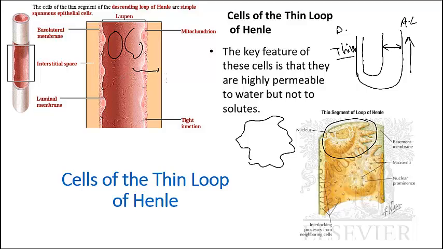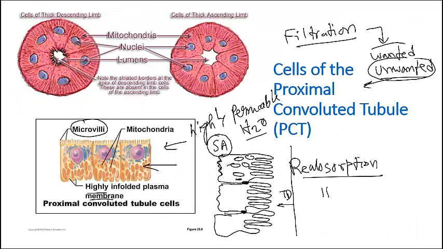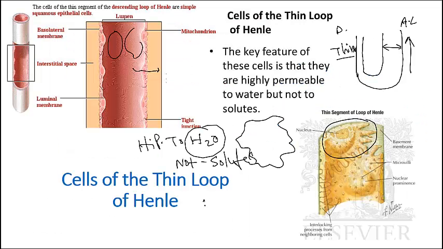Okay, now in this case, the key feature of the cells is that they are highly permeable to water, but not at all permeable to solute. Okay, remember the proximal convoluted tubule we saw, permeability for water is very high, permeability to solutes is also very high. Here permeability towards water is very high, but permeability for the solute is very low.